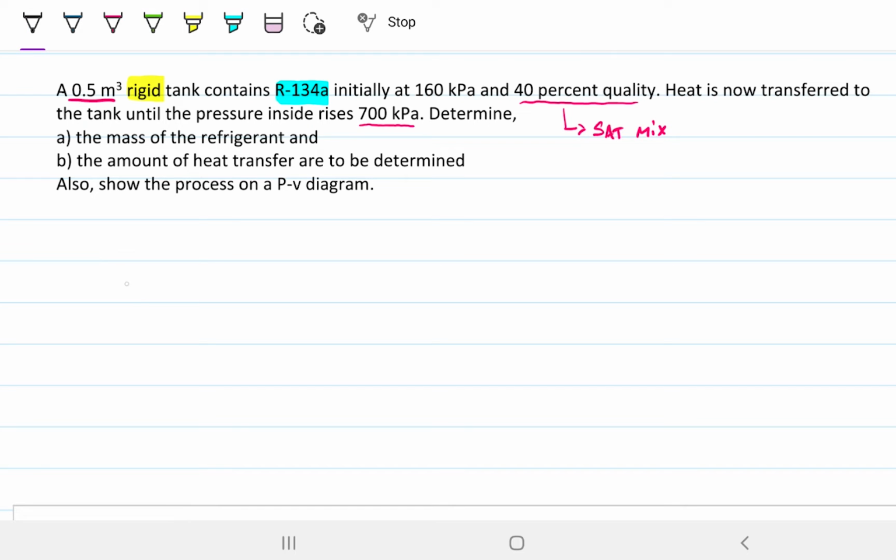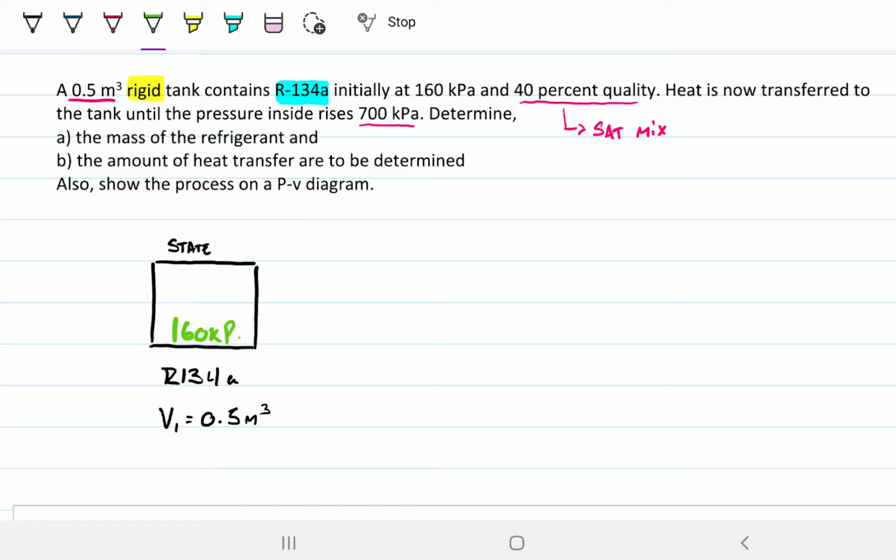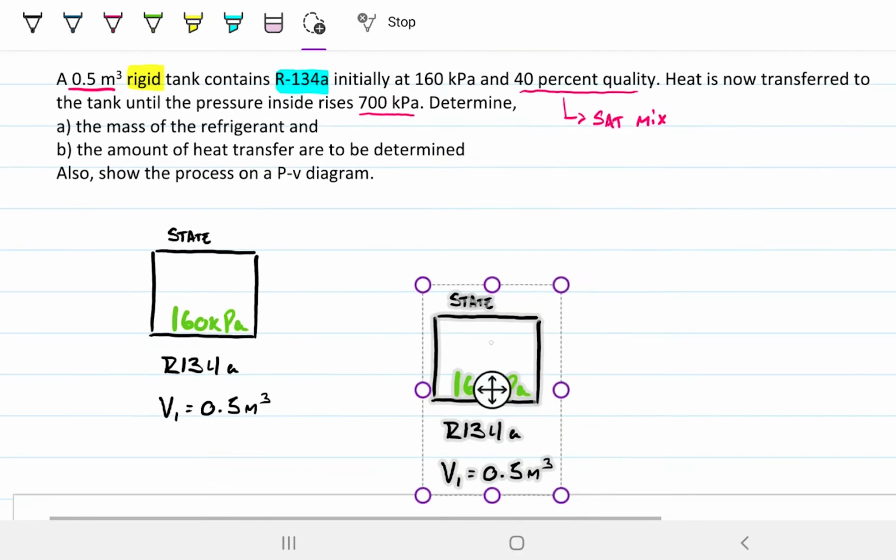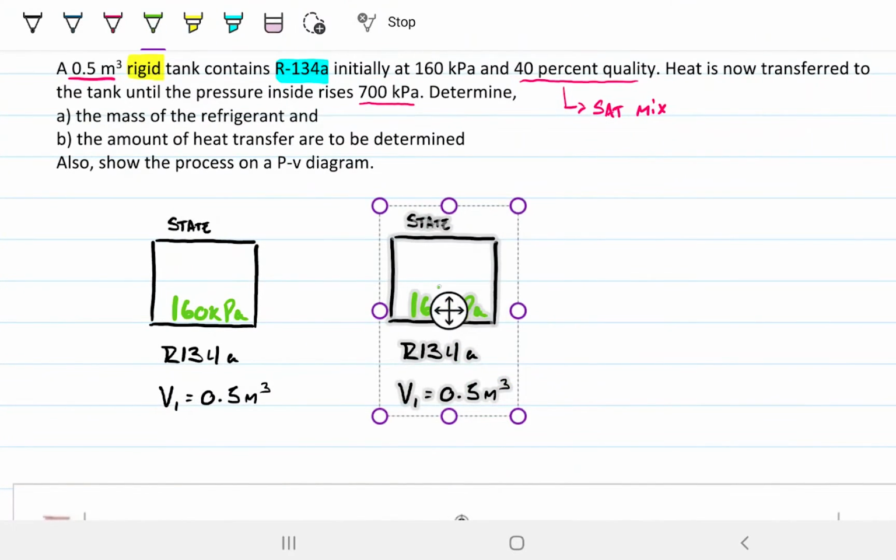Okay, beautiful. So I'm going to start by drawing my little boxes that I always do. And this is going to be my state number 1. And we have R134A. And the volume 1 is 0.5 meters cubed. What else do we know? We know that inside this guy we have 160 kilopascals. And what I'm going to do is copy this across, because everything's going to be the same except for the pressure. So let me remove this pressure here. This is not the same. This is now 700. Okay, this is going to be state 1. This is my state 2.